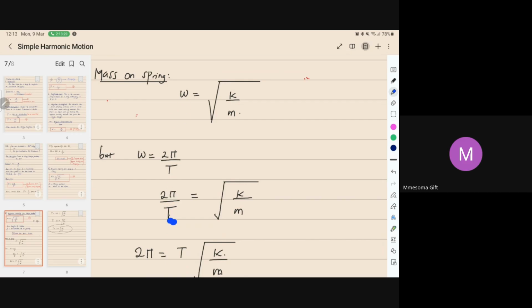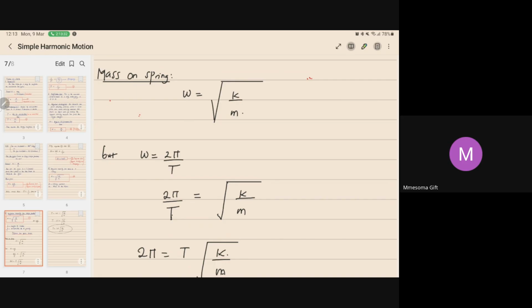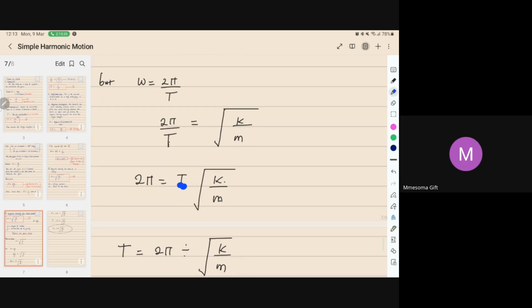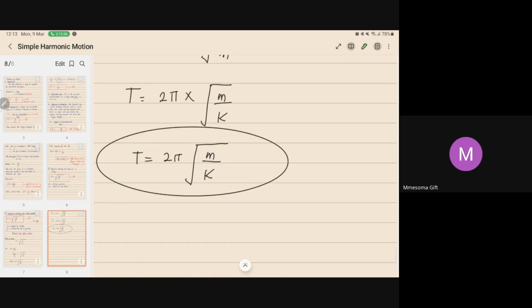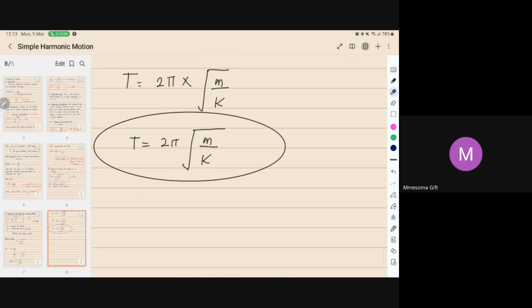So I plugged in, I have 2 pi over T equal to K over M. Now what I'm looking for is how do I make T to stand on its own? Coefficient of T is K over M. So I'm going to divide both sides by K over M. So that's why I did 2 pi divided by K over M. It will cancel out. You have only T. Now in mathematics, when you are dividing, you invert. You bring multiplication and the denominators are going to invert. And when you do that, you're going to estimate that the time to complete one cycle for a mass on spring is this. This is the time to complete one cycle for mass on the spring.